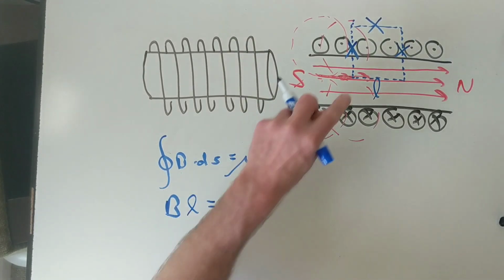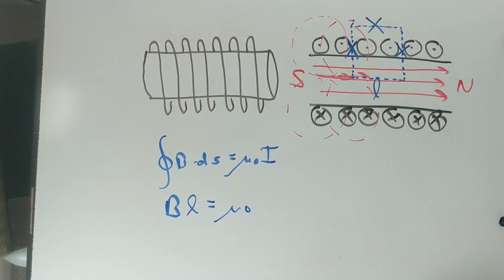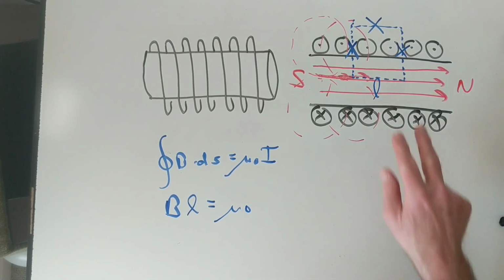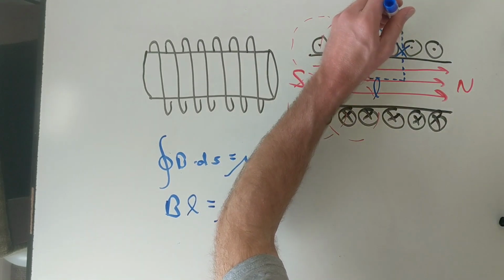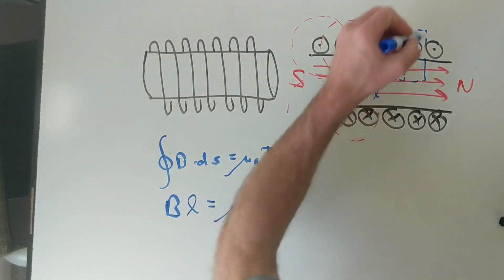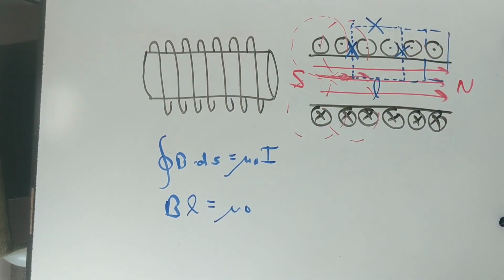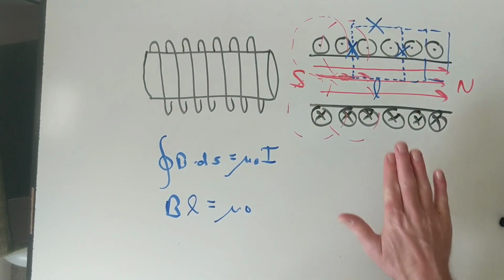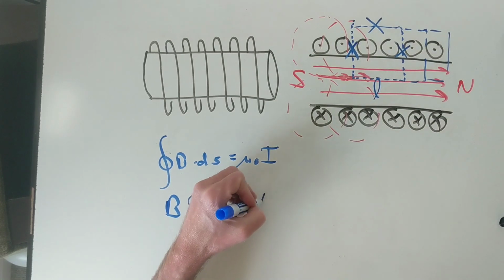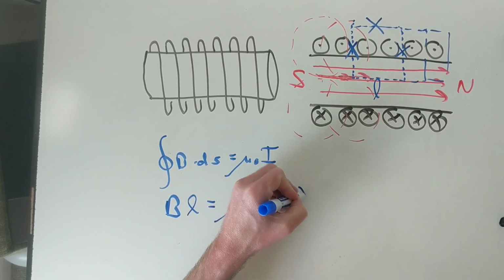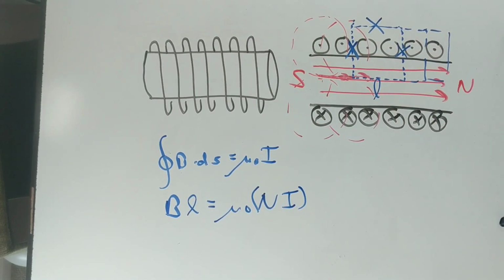Mu naught. Well, how many currents are inside my path? The number of currents that I have here is 2, but this is just a representation. I could have made this bigger, and then there'd be 3. Or I could have made it bigger, and then there'd be 4. What I'm going to do is give it a generic value. I'm going to say that the number of currents in here is N currents. That's how many currents I have in there.